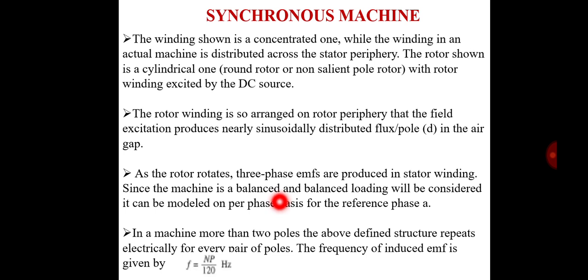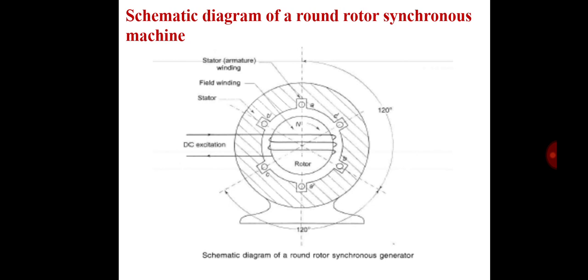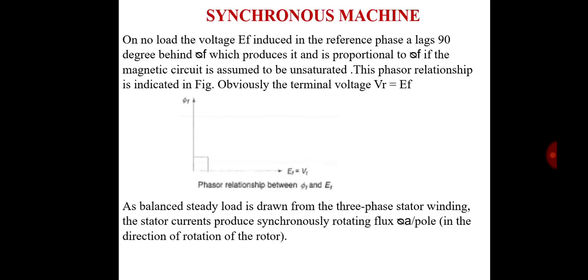In a machine with more than two poles, the above defined structure repeats electrically for every pair of poles. The frequency of the induced EMF is given by f = NP/120 Hz, where N is the synchronous speed and P is the number of poles. Here is a schematic diagram.